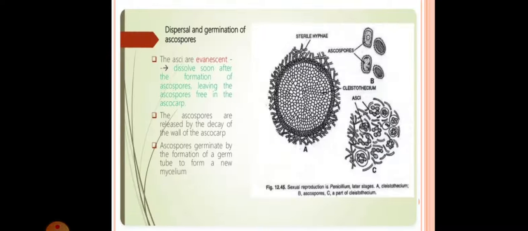So here you can see the structure of this cleistothecium, and in this cleistothecium many ascospores are present, and each ascus produces some number of ascospores. So here you can see the asci. So this is about the sexual reproduction of Penicillium.